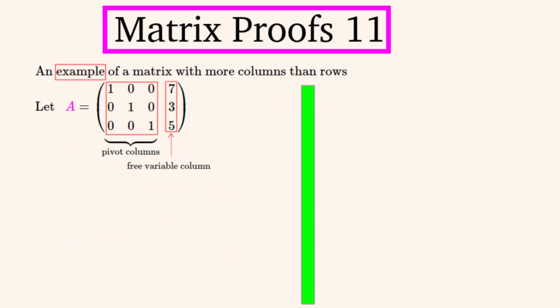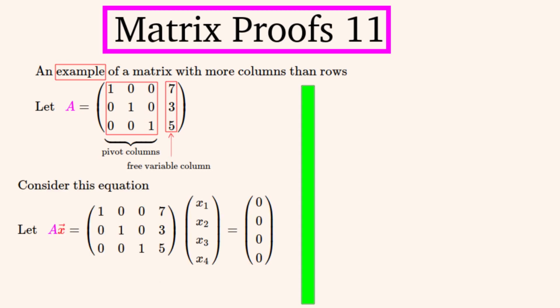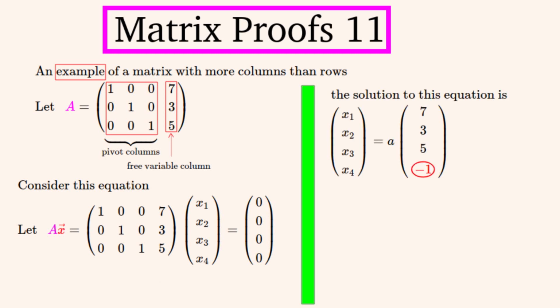So let's look at an example of how free variable columns imply a non-trivial solution. Consider this matrix that has 3 pivot columns and 1 free variables column. We could then solve this equation for x, and it should give a non-trivial solution for vector x. We could easily get a solution for each free variables column. We'll set this column vector to be equal to all of the non-zero numbers in this column. Then we'll set the fourth number in this column to be equal to -1, because it's the position of the free variables column in the matrix.